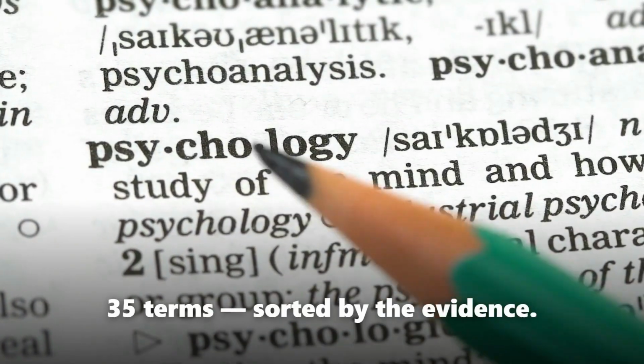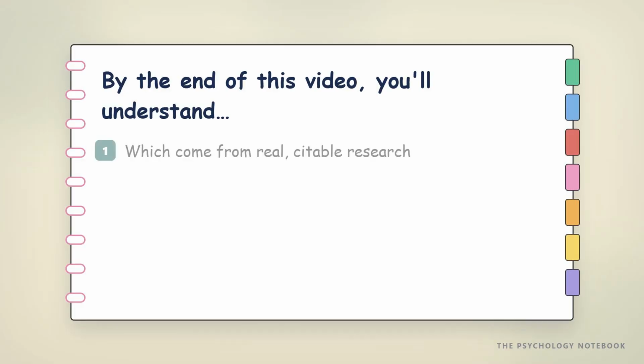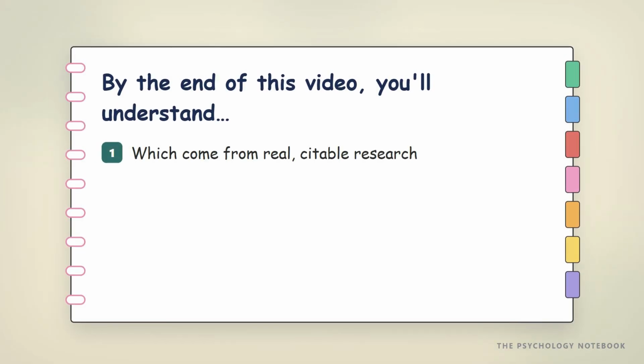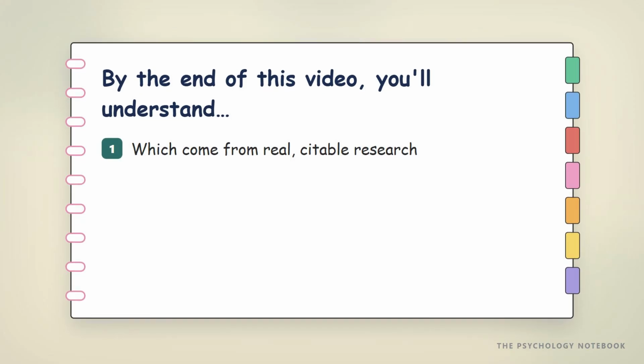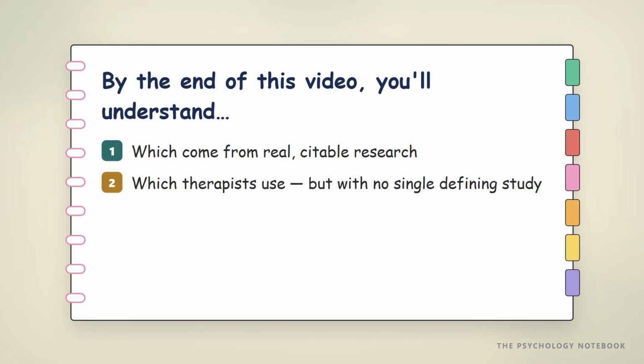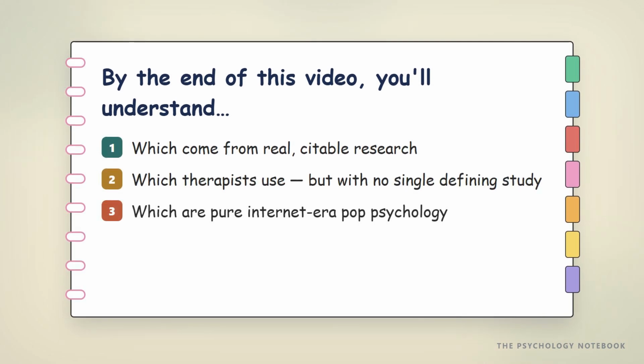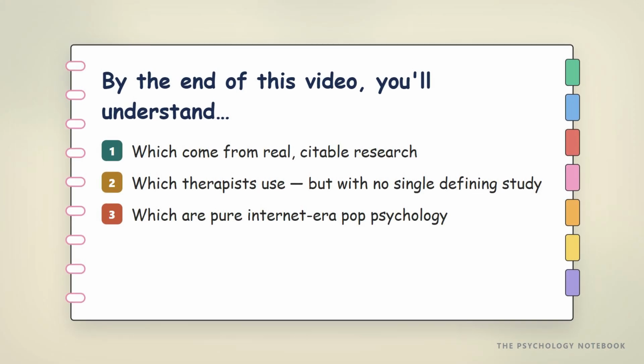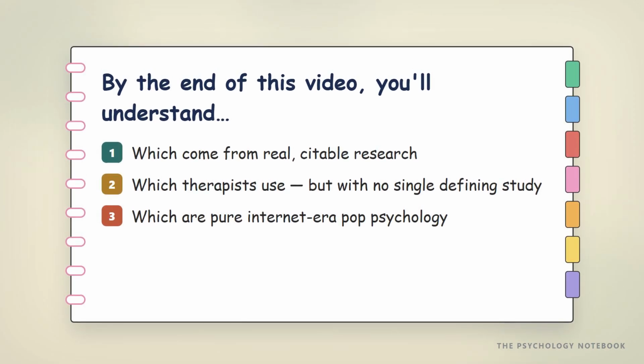Today, we are sorting through 35 of these terms, sorted by the actual evidence behind them. By the end of this video, you will know 3 things. Which of these terms come from real, citable research, which terms therapists genuinely used but were never pinned to a single study, and which terms are pure internet-era pop psychology with nothing underneath.